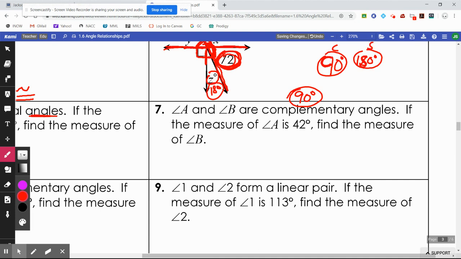So A and B are complementary. If the measure of angle A is 42, the measure of angle B, we simply, again, take that away from the 90. That would give us a 48-degree angle for angle B.